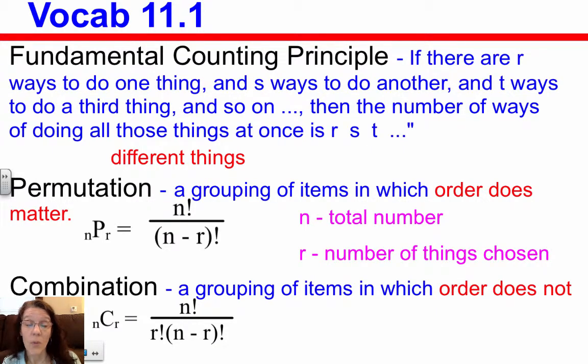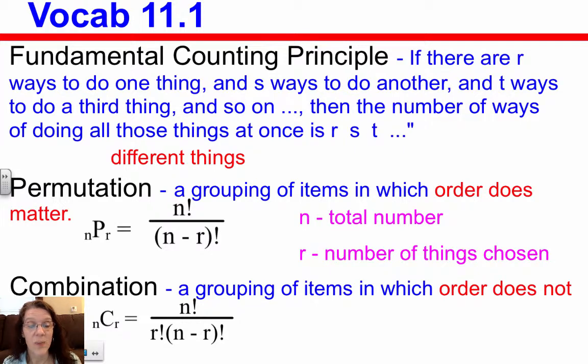A permutation is a grouping of items in which the order does matter. That's usually considered a ranking, like first place, second place, third place, or an assignment of roles. For example, president is a different role than vice president. Vice president is a different role than the secretary. Anytime that you're assigning those different roles, that's when a permutation is used.